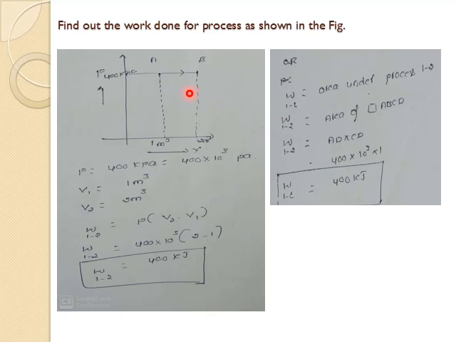We can easily calculate the area of this rectangle using the basic formula AD into CD. AD is 400, from here to here it is 300, and CD from here to here it is 10 to the power 3, and finally 10 to the power 3 into 1. So the area of this rectangle is equal to the work done in the process 1 to 2, which is 400 kilojoule. You can follow both the methods.